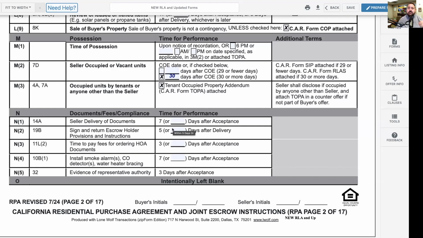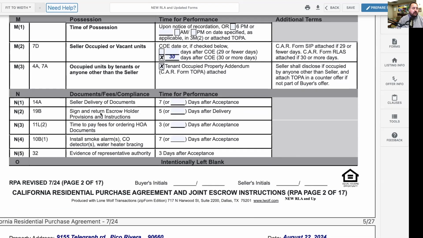But as long as my buyer's on board and understands how the time periods work, it would be okay as long as I have enough time to review those things. Okay. This sign and return escrow holder provisions and instructions, it's 5 days after the delivery. So whenever they get delivered to the party, and that's both parties, buyer or seller, when they get delivered, you have 5 days to return them back to escrow. So you have 5 days.